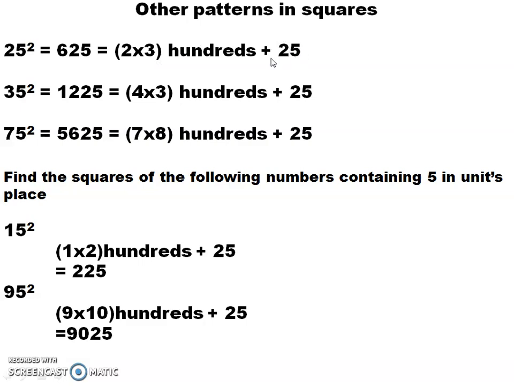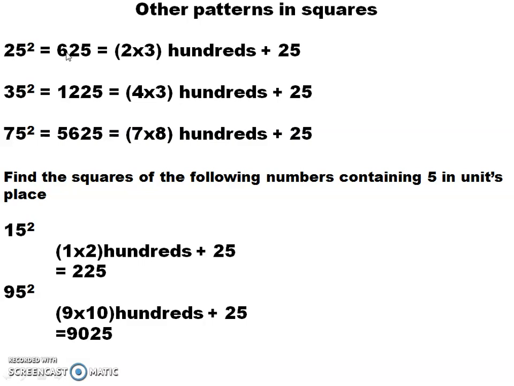So, you can understand that if the number ends in 5, the last 2 digits of the answer will be 25. You can see here, 25 square, the last 2 terms are 2 and 5. 35 square, the last 2 terms are 25. 75 square, the last 2 terms are 2 and 5. 15 square, the last 2 terms are 2 and 5, and so on.